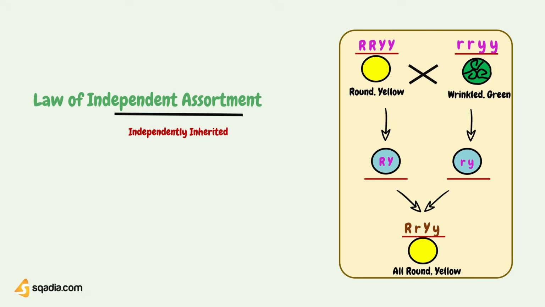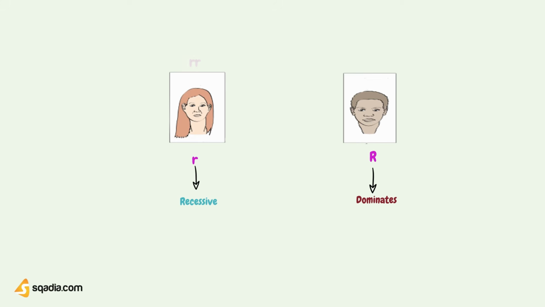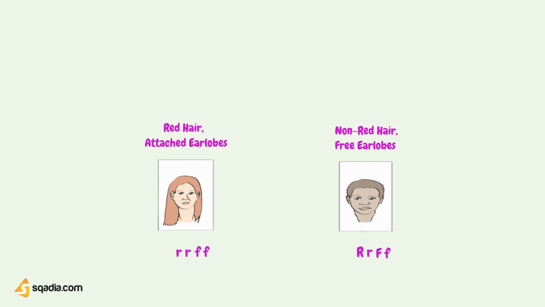Moving forward, red hair occurs naturally only in individuals with small r, a recessive allele. Non-red, with the symbol capital R, is dominant. All red-haired people are therefore small r small r, while non-red are either capital R capital R or capital R small r. So consider a mother with red hair and attached earlobes, and a father with non-red hair and free earlobes.